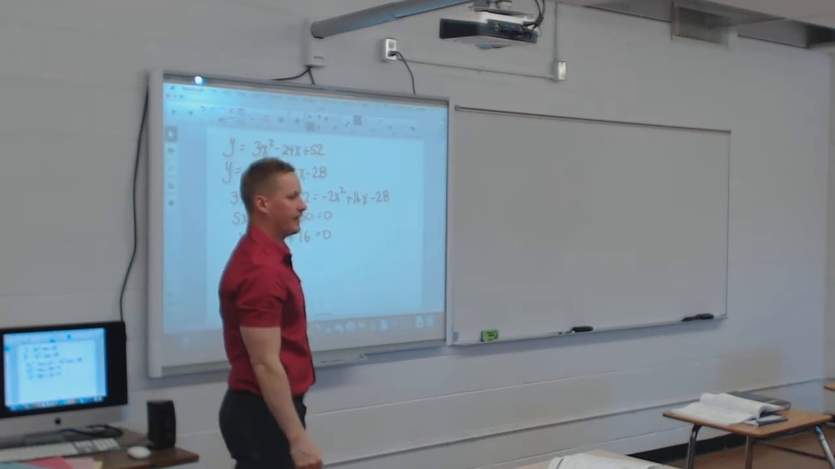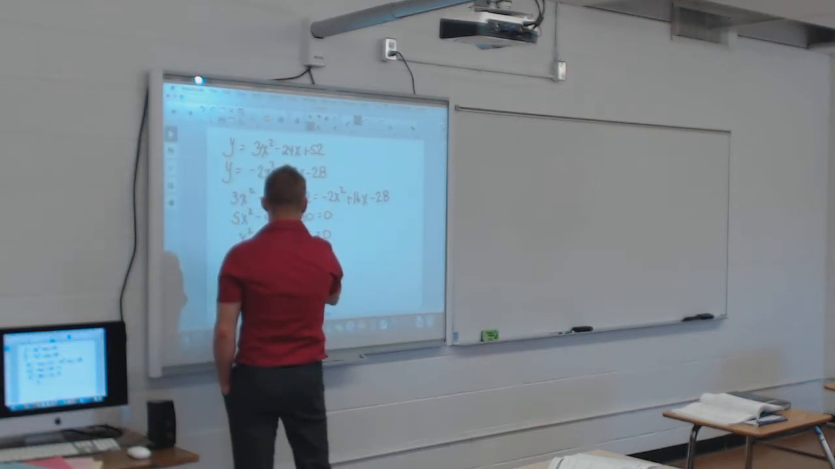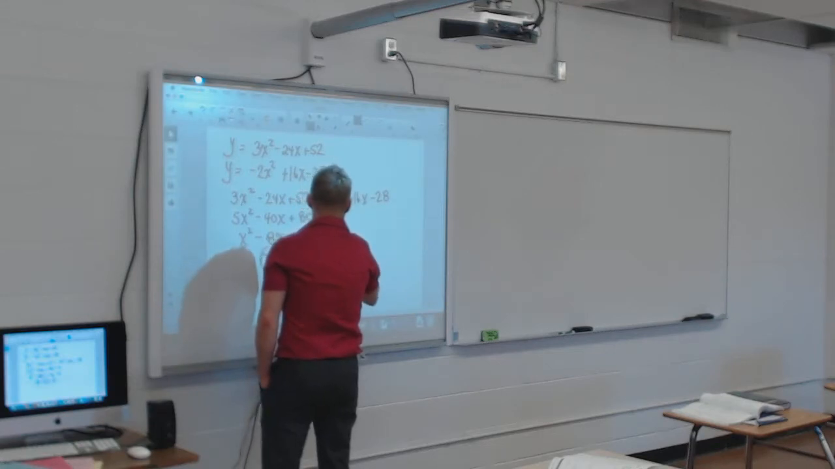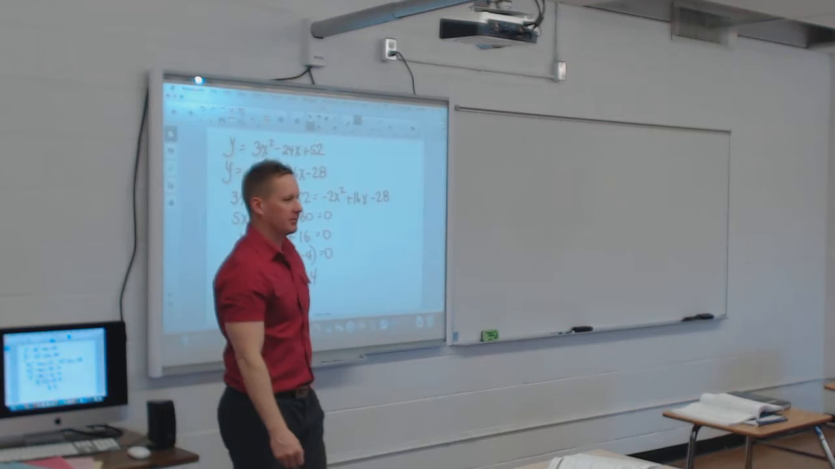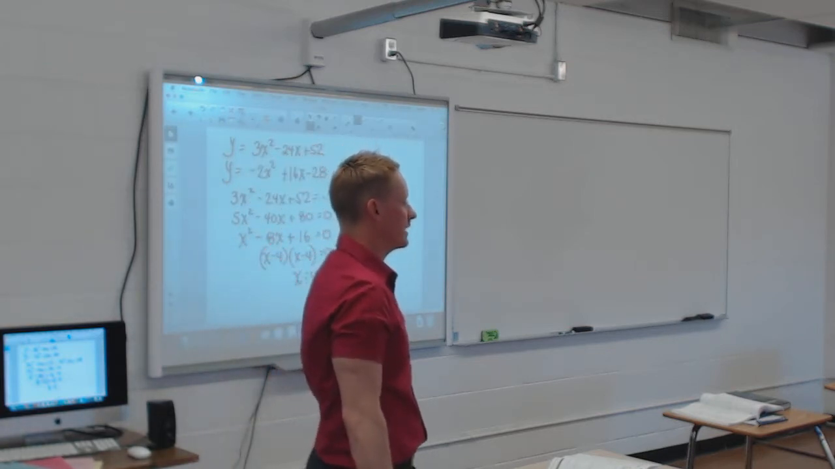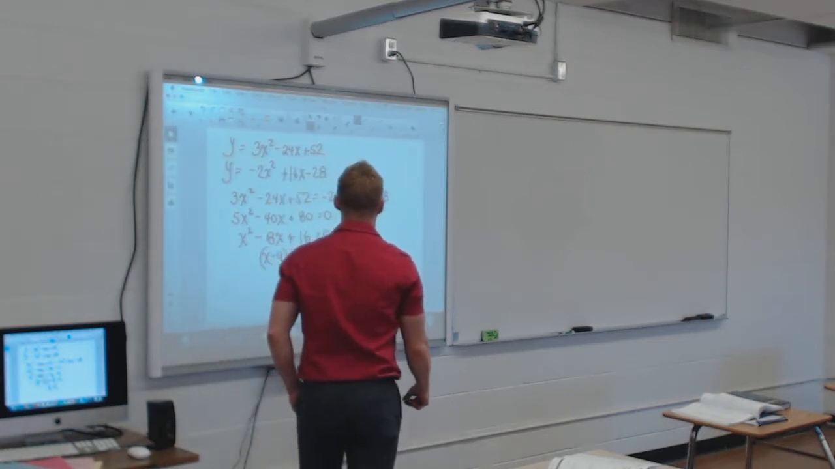Okay, factors? 4 and 4. That's right, very good. X is equal to 4. So what does that tell us about those two quadratics? One solution, and where is it? It's on the vertex, right. So let's find out what the y value of the vertex is.